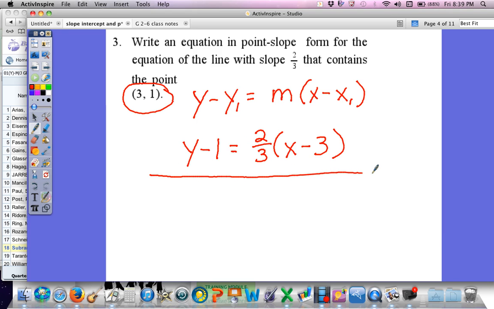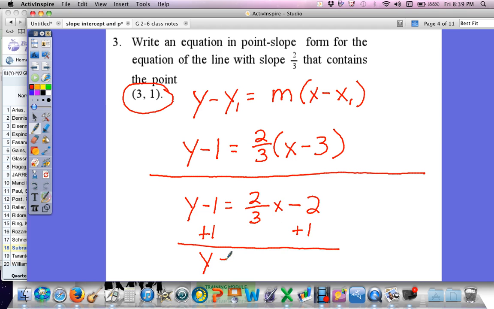We could, separate problem here, guys, but we could put this into slope-intercept form. This is 2 thirds x, and 2 times negative 3 is negative 6, divided by 3 is negative 2. Add 1 to both sides, and y equals 2 thirds x minus 2 plus 1, which is minus 1.